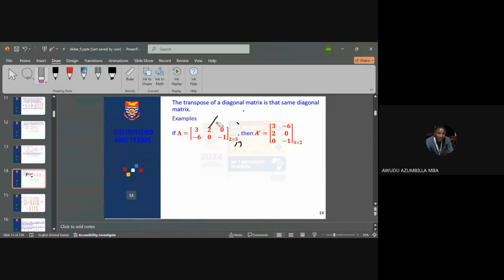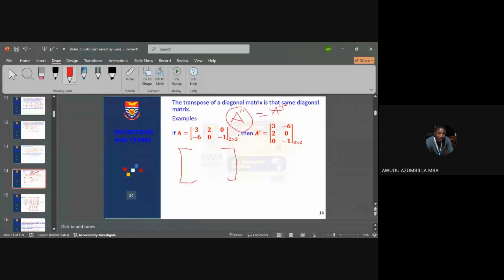Now, when we talk about the transpose, we are saying that the rows become columns and columns become rows. We represent transpose by using this symbol, or sometimes we see A raised to the power T. It means the transpose. Now, if you have matrix A and you want to take the transpose of this, you have to change these rows to columns and these columns to rows.